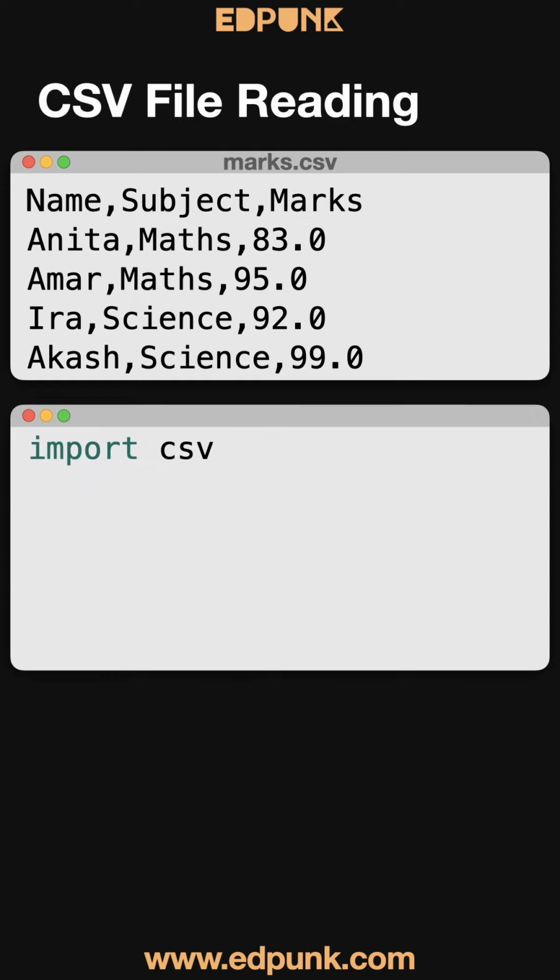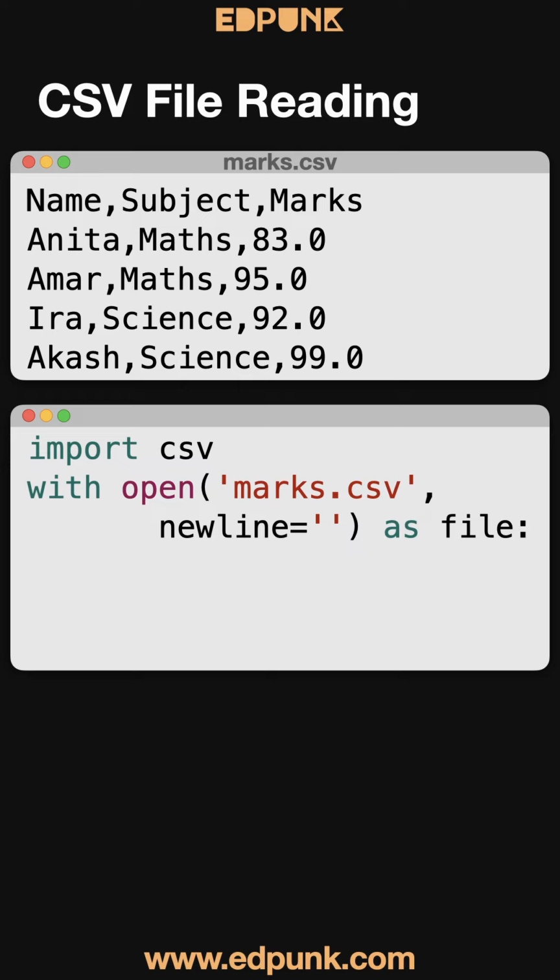Let us go ahead and read the contents of marks.csv file, which we created a while back. The code begins with the import statement, which loads all the functions of the CSV module. Next, using the with statement, we can open the marks.csv file with empty string as the newline argument and assign the returned file object to the variable file.